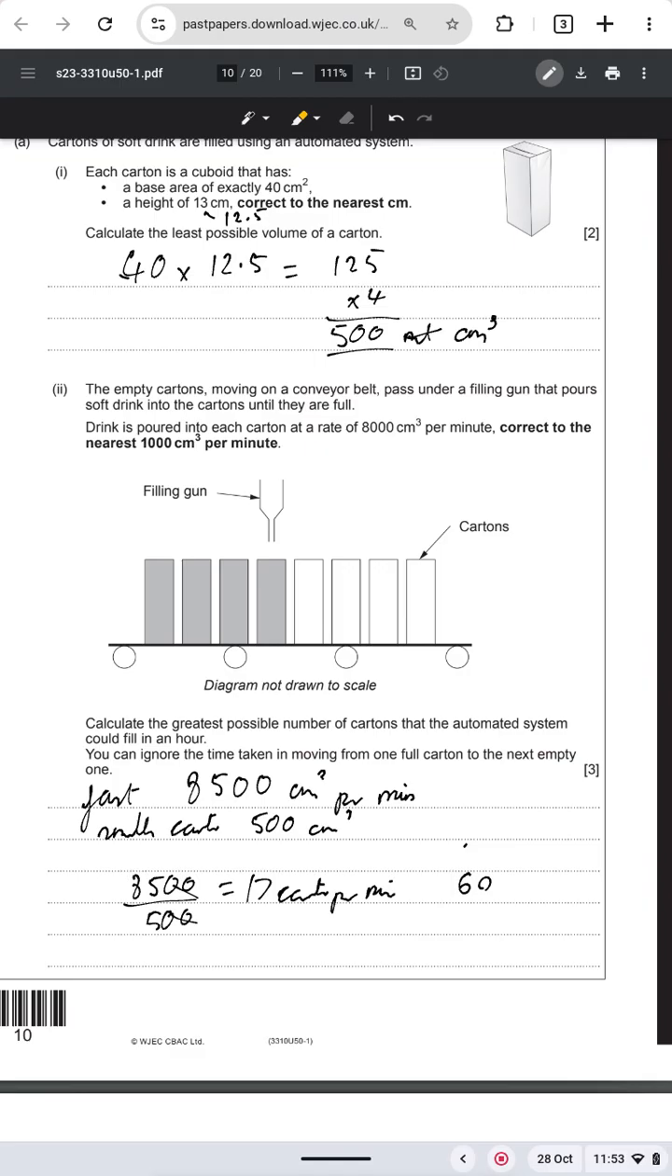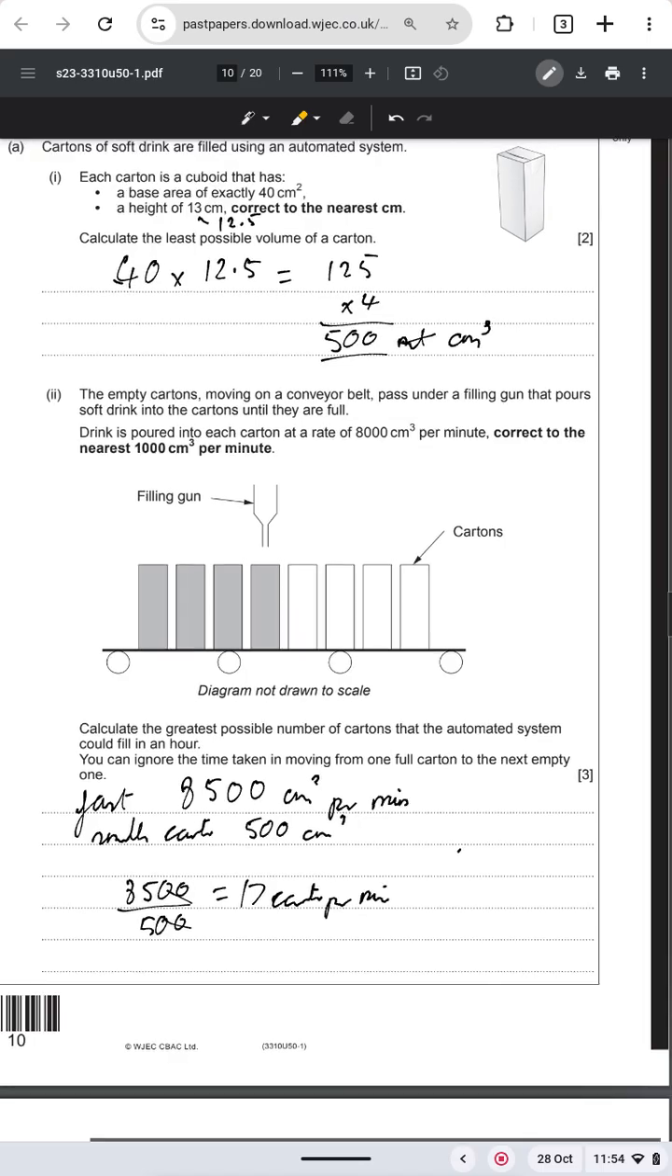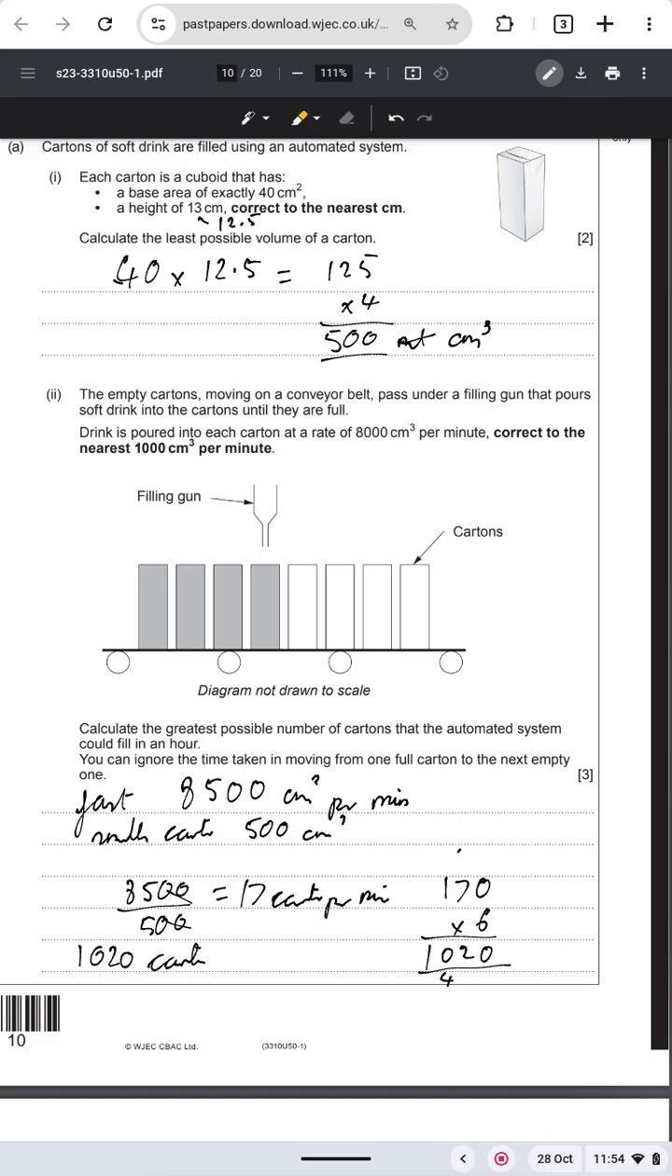So I'm going to do 17 times by 10 is 170, times by 6. So we get a 0. 6 times 7 is 42, carry the 4. So there is our answer. It's 1,020 cartons per hour.